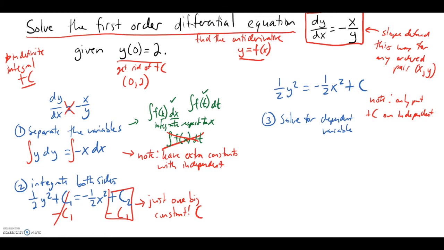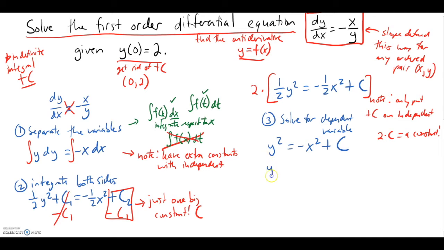Step 3, solve for the dependent variable. In this case, I can see one thing I can get rid of right away is this 1/2, just by multiplying the entire equation by 2. This will give me y squared equals negative x squared plus, and notice how I'm going to be multiplying this constant by 2. But note that this is still a constant. So I don't need to call it 2c. I can just say that 2 times a constant is still one big constant.